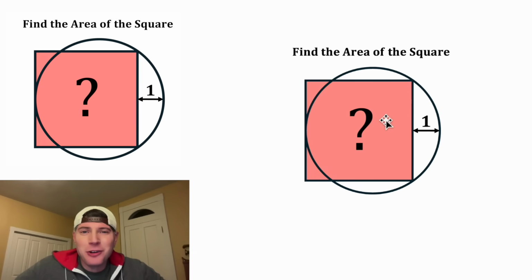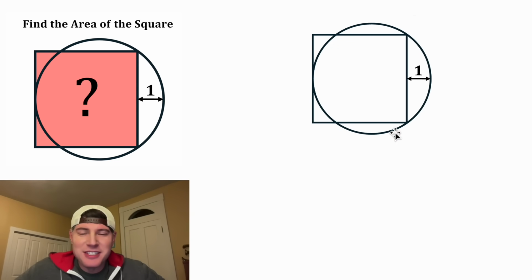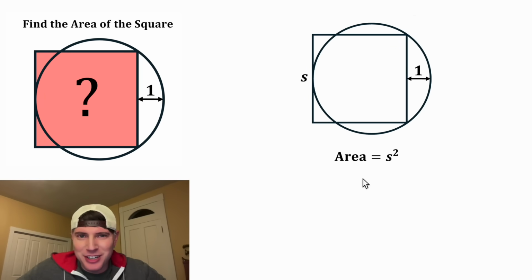If you want to try it on your own, pause it right now, because I'm going to solve it in 3, 2, 1. First, let's label the side of the square S. So the area of the square will be equal to S squared. This is what we're trying to solve. Let's put a box around it and move it down here.